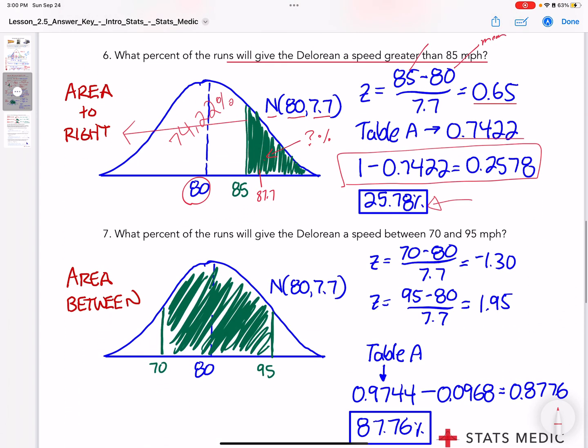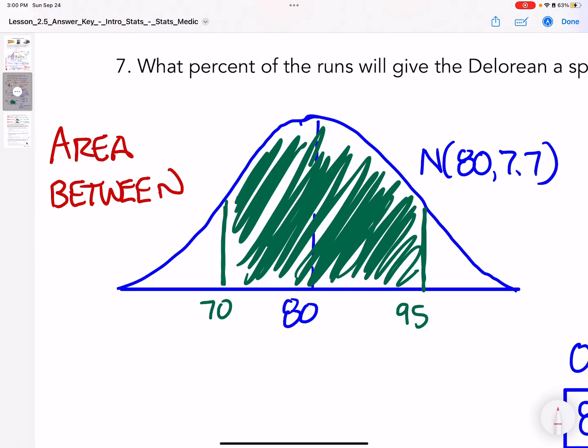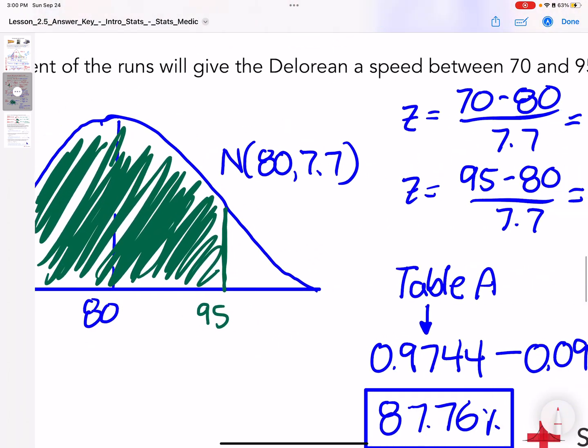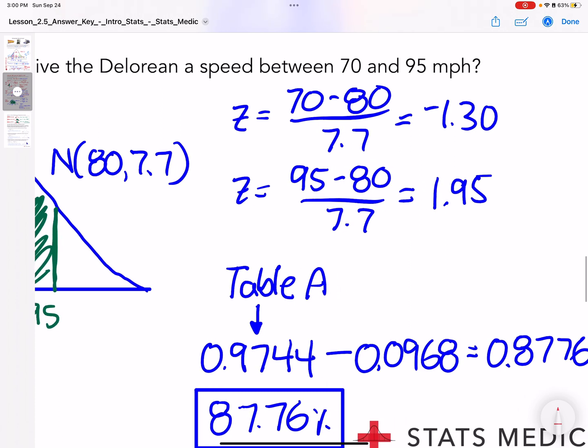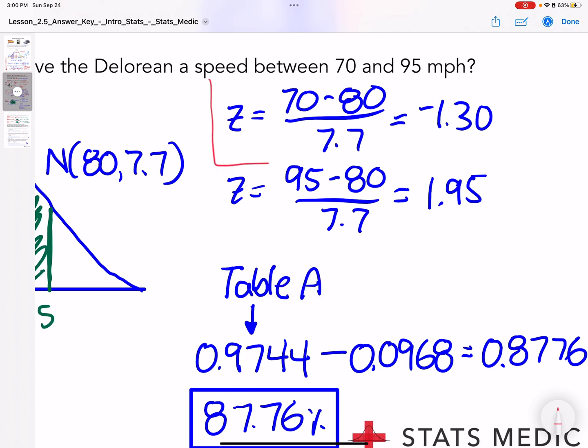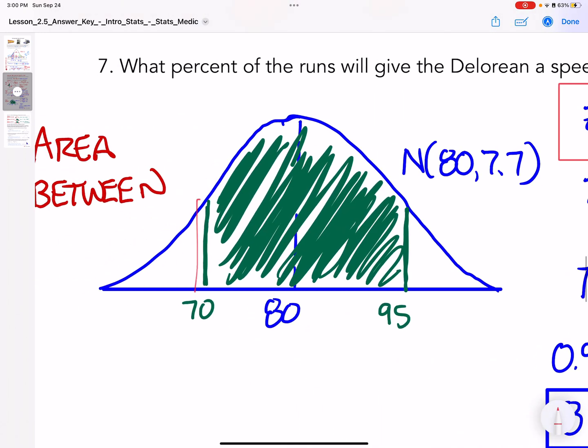So what percent of runs are between 70 and 95? When you draw your model, 70 and 95 are going to be your values here. And you're going to have to do this twice. You're going to have to find the z-score of the first one, because that gives me this area.